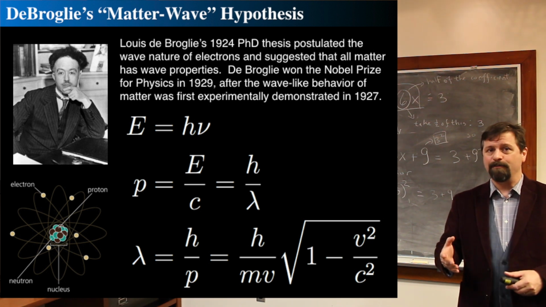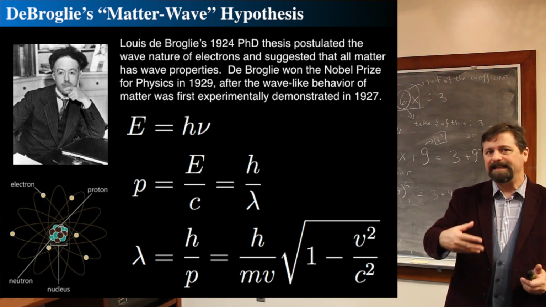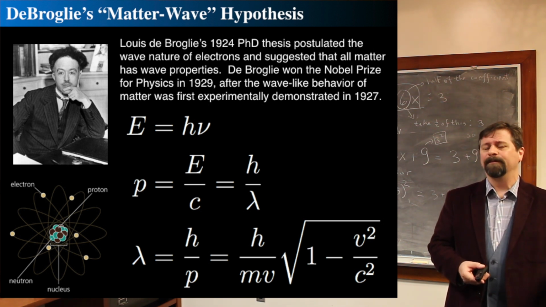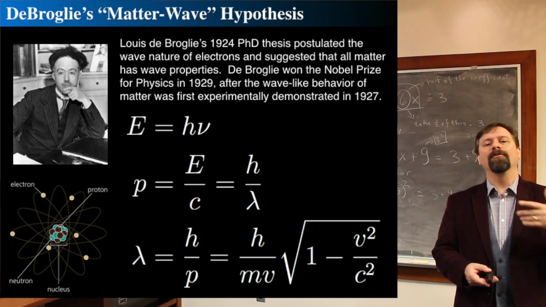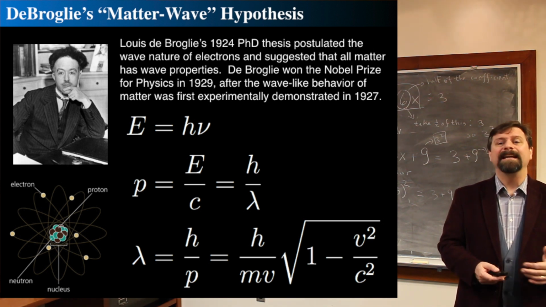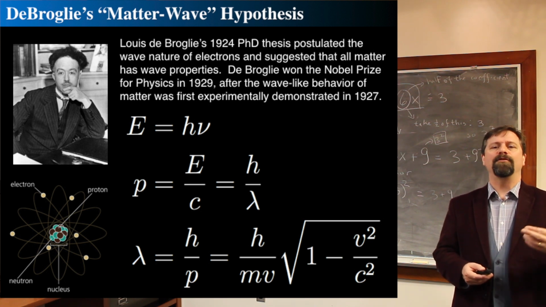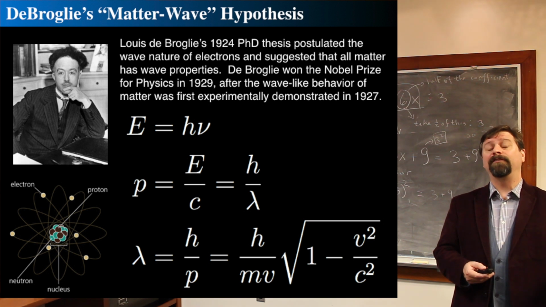So if it can carry momentum, and matter does carry momentum, this is where de Broglie made the leap. He said, well, if light carries momentum and matter carries momentum, then we should be able to equate the two. So de Broglie said, well, what is the momentum of light given its wavelength? And so he said, fine, there it is.